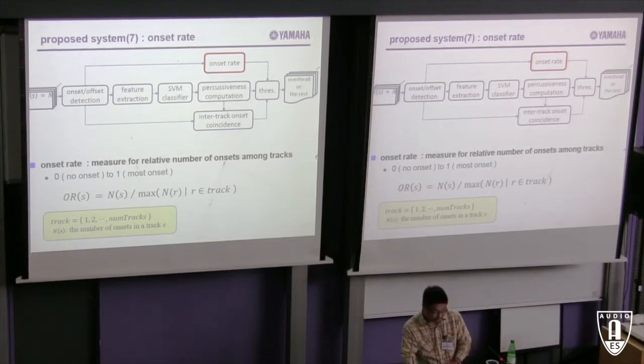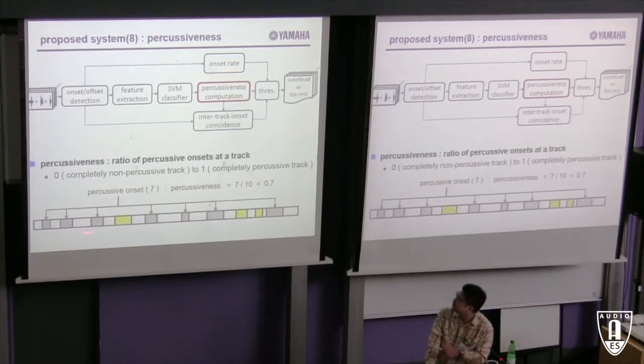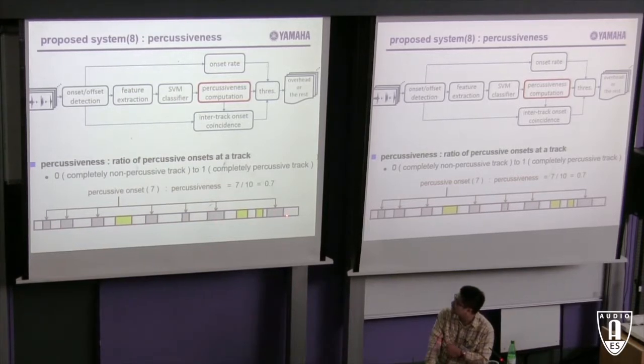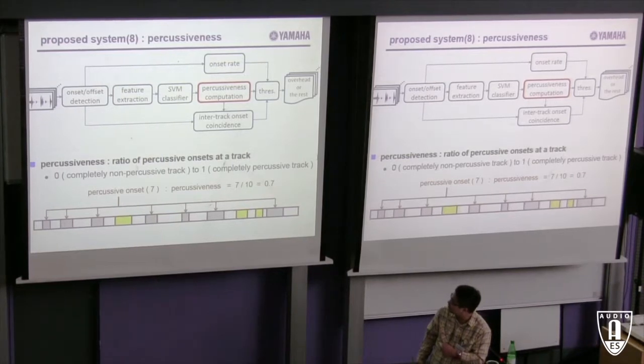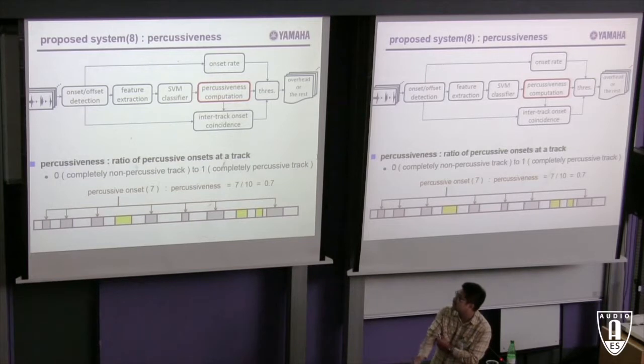And the next one is percussiveness. I think the diagram helps you understand what percussiveness is. Imagine that you have 1, 2, 3, 4, 5, 6, 7 percussive onsets, and the rest of the yellows are non-percussive. In this case, the percussiveness for this track is 0.7. In this way, this also gives a 0 to 1 measure for the percussiveness of the track.